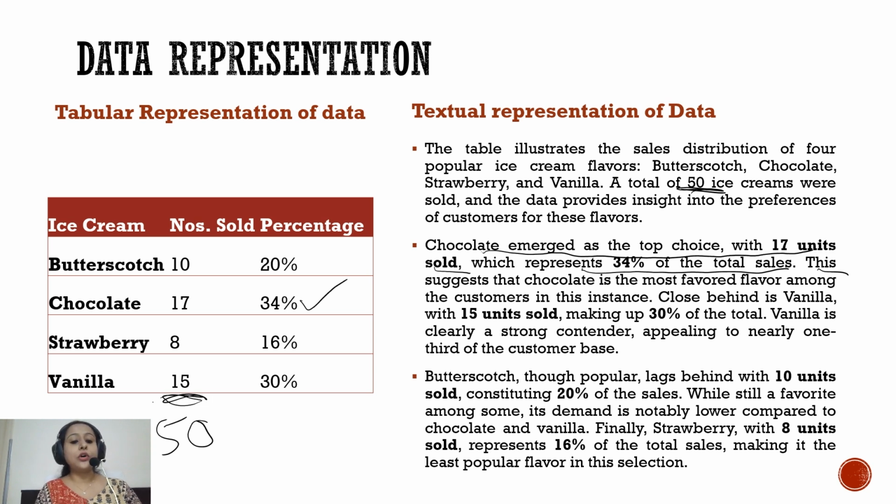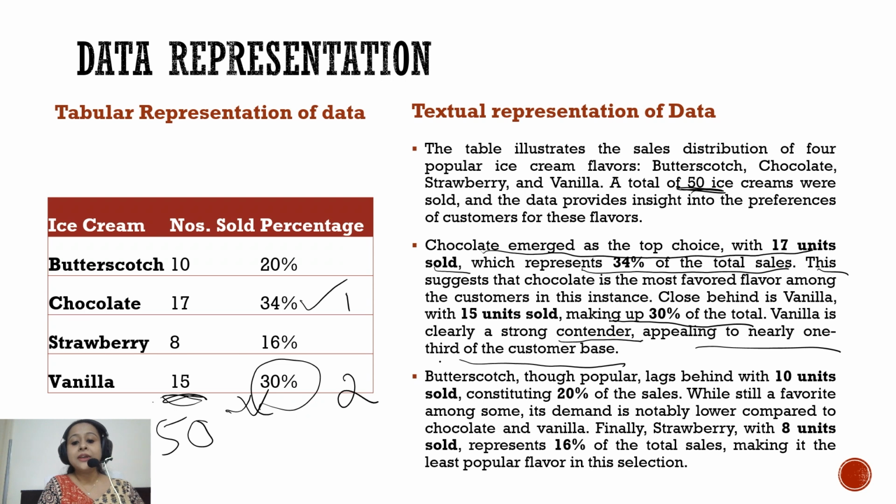Close behind, it is followed by vanilla, which is 15 units sold, and 30%. So second is vanilla, making up 30% of the total, which is already mentioned in this table. Vanilla is clearly a strong contender, a strong competitor rather, of chocolate, appealing to nearly 1/3 of the customer base. That is additional information they have deduced here, that it constitutes almost 1/3 of total ice cream sold.